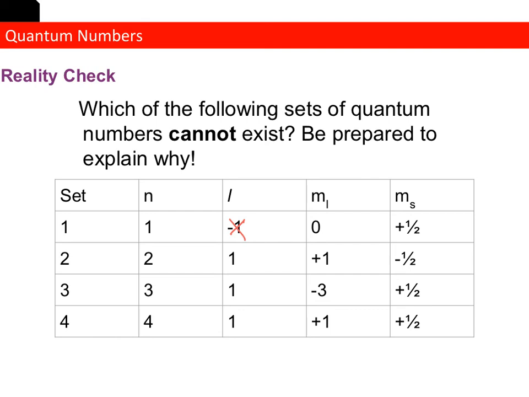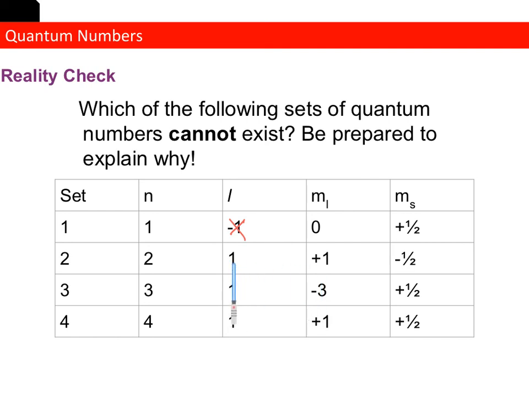So there's 2 reasons that this number can't exist. First of all, L's can't be negative. And second of all, because we're in the first energy level, you can only have 0 for an L value. Now let's take a look at the second set of quantum numbers. So we're in the second energy level now, and the possible values for L in the second energy level are 0 or 1. So this is good.